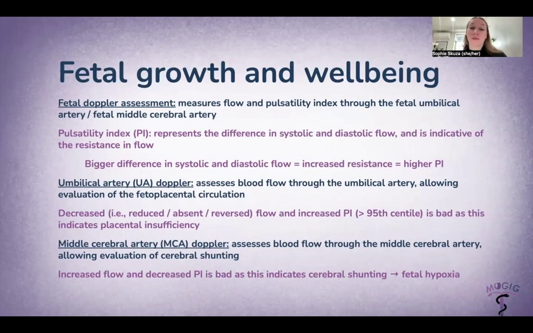Fetal Doppler assessment measures flow and pulsatility index through the fetal umbilical artery or the fetal middle cerebral artery. Specifically, the pulsatility index, or PI, represents the difference in systolic and diastolic flow. This is indicative of resistance in flow. So the bigger the difference in the systolic and diastolic flow means that there's increased resistance and therefore a higher pulsatility index.